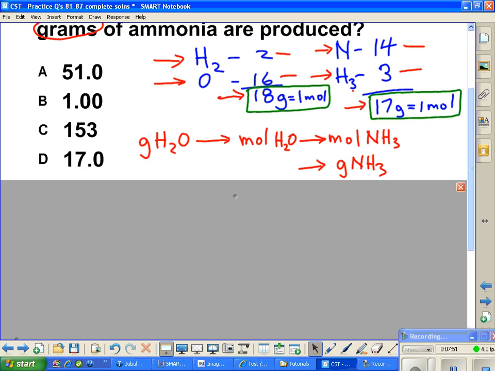Okay, this is our given right here. We're given the water, the grams of water. We are asked to change it to moles, and we're going to do that by using the molar mass. So molar mass is going to do this little calculation for us, and we're going to change moles of water to moles of ammonia. That's the mole ratio.